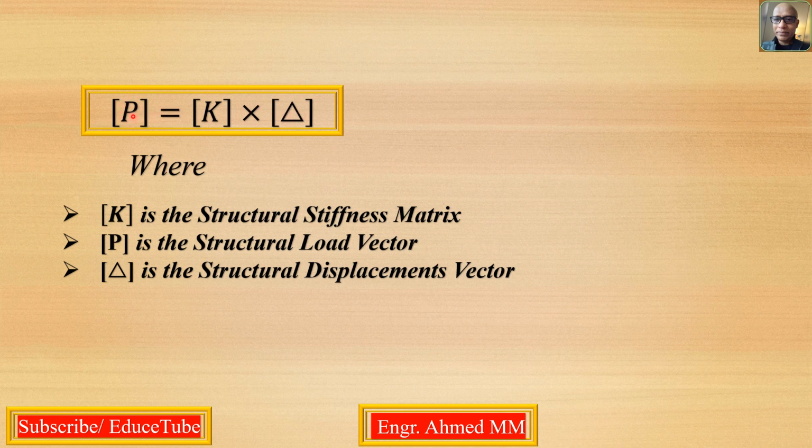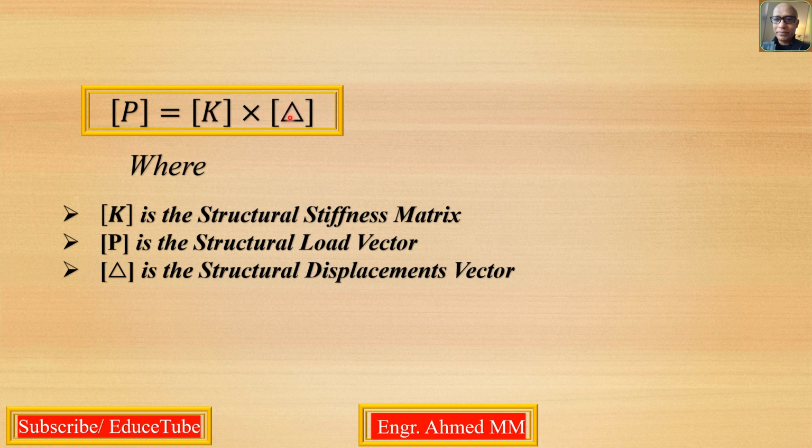Here P is a vector representing equivalent nodal loads applied to the structure relative to the global axis. In short, we can call it the structural load vector. And this K is the structural stiffness matrix relating to the degrees of freedom. It is a very important point. And it is at the nodes relative to the global axis.